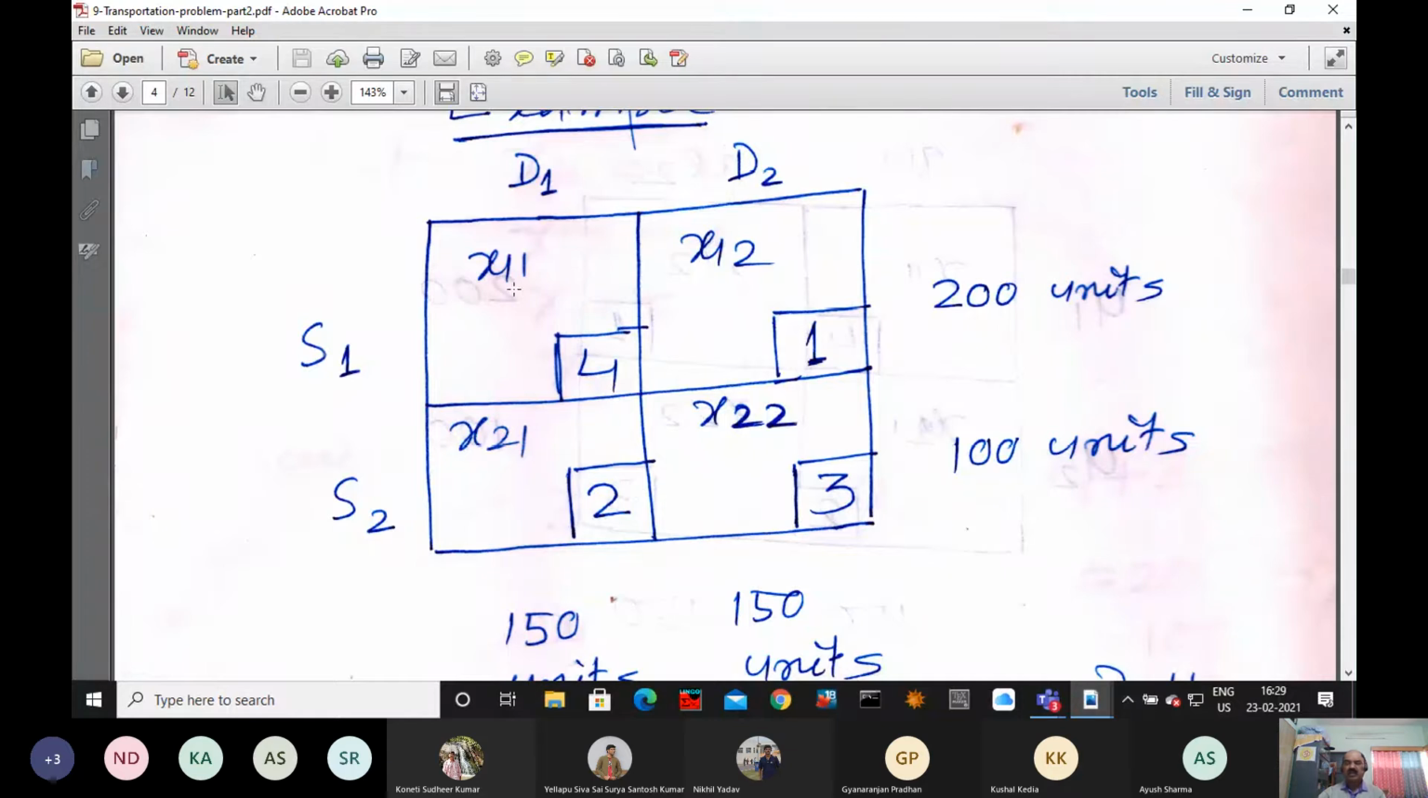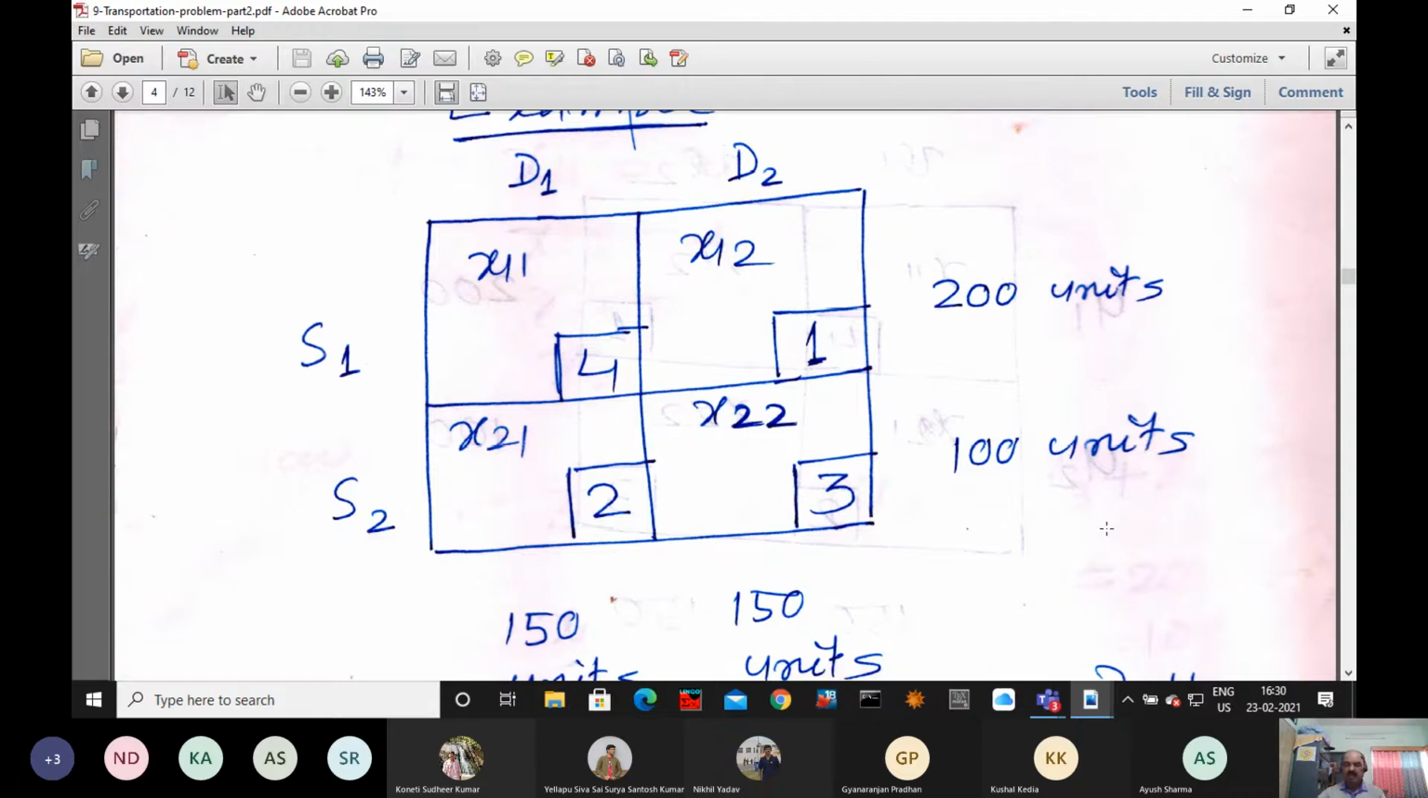This x11 is unknown, we have to find out. x12 is another unknown, we have to find out. Then x21 is another unknown, we have to find out. x22 is another unknown. There are 4 unknowns. You have to find out these 4 unknowns.